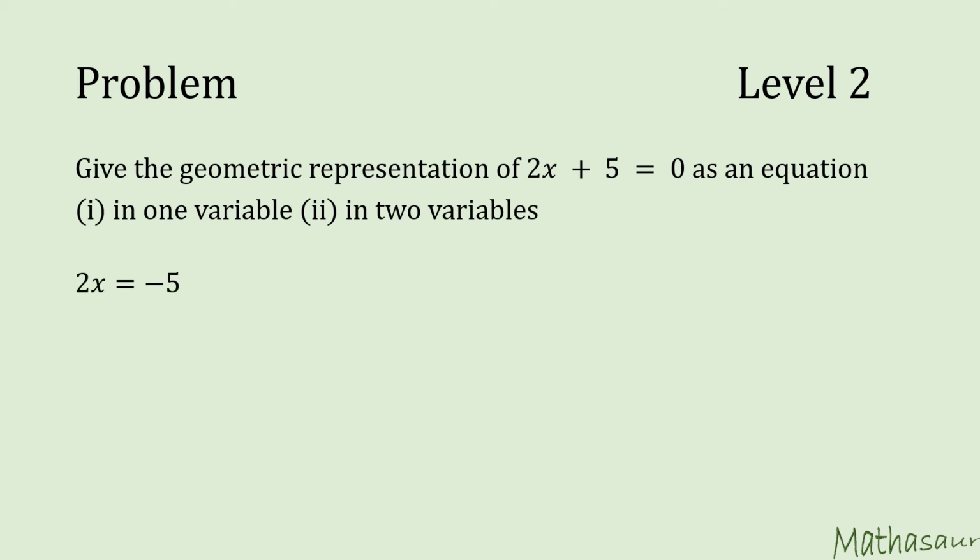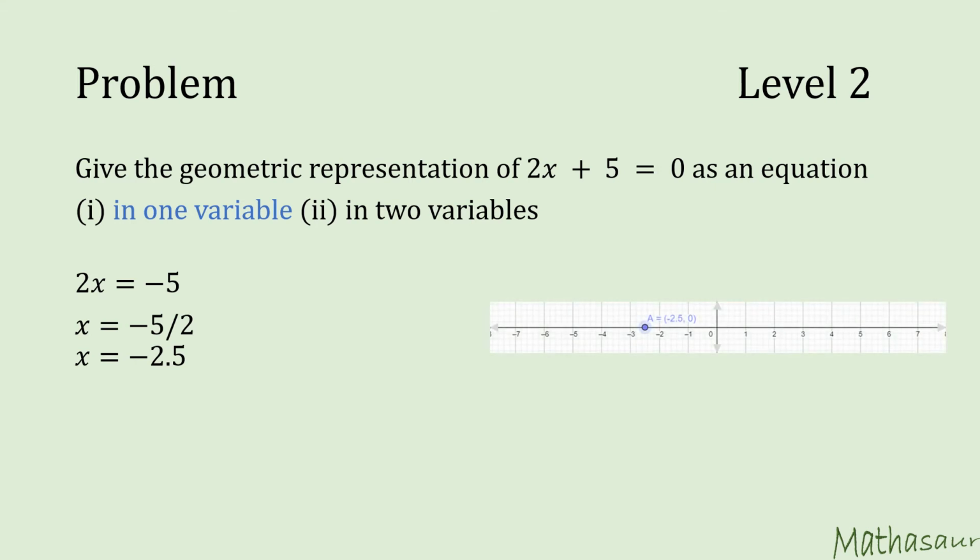Let us look at our equation. We can write it as 2x equals -5 or x equals -2.5. Now we have to represent this in one variable. One variable can be represented on the number line. So let us plot point A equals -2.5 on the x-axis. Now this is the representation of this equation in one variable.